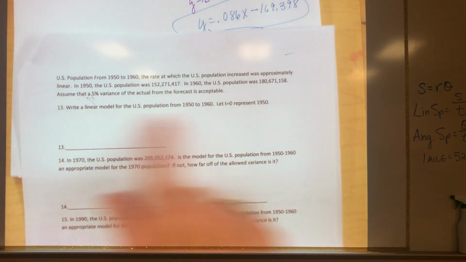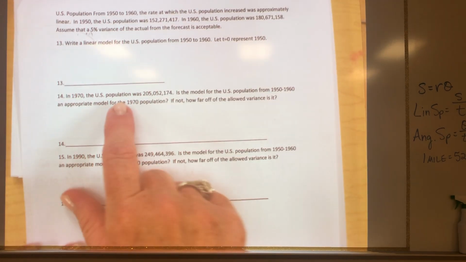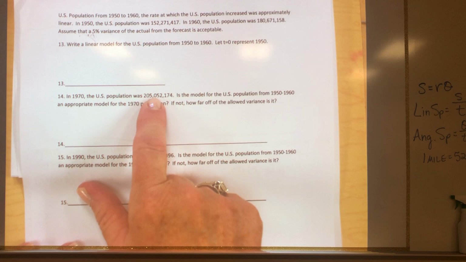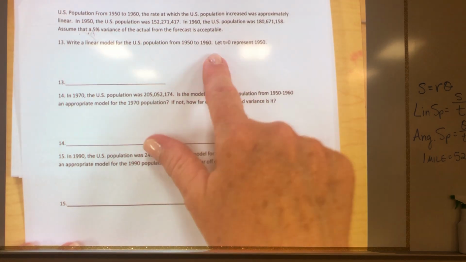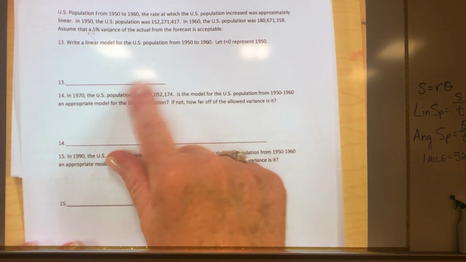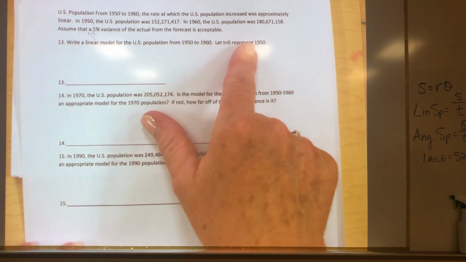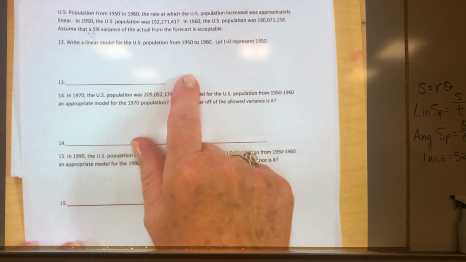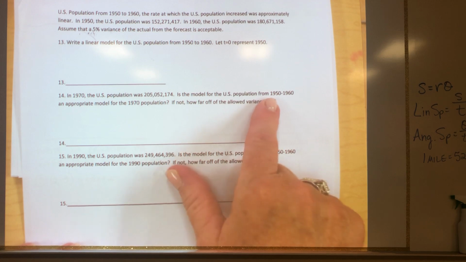All right, so here they want you to write the equation, and then here's what they're going to do. In 1970, they're telling you what the actual population was. Is the model that you wrote up here going to be pretty? No. People, this ain't going to be pretty. Look at those numbers, okay? This is not going to be pretty. I suggest you use decimals and stuff, all right? So don't be rounding stuff off.